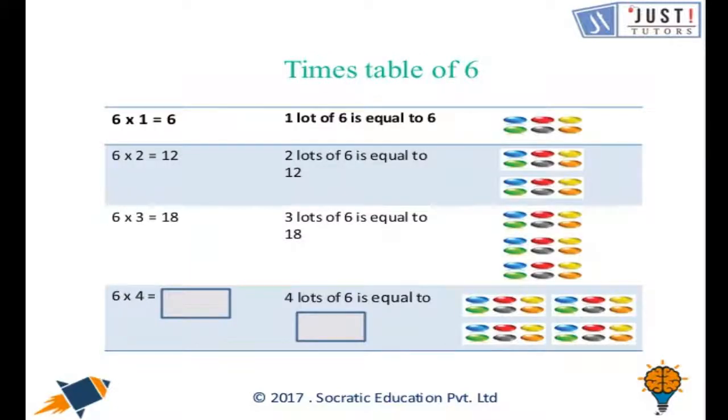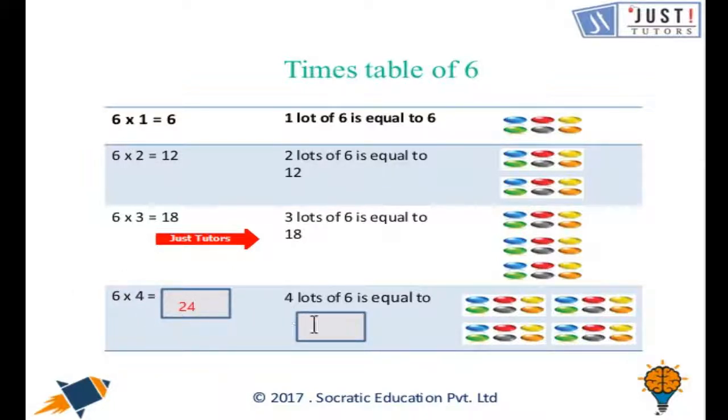Now let us talk about the times table of 6. 6 times 1 is equal to 6. One lot of 6 is equal to 6, as you can see in the depiction in this picture. Now 6 times 2 is equal to 12. That is 2 lots of 6 is equal to 12. Now talking about 6 times 3 we have 18, and now 6 times 4, as you can see here, the pattern is adding 6 each and every time. So 4 lots of 6, or 6 times 4, will be equal to 24.